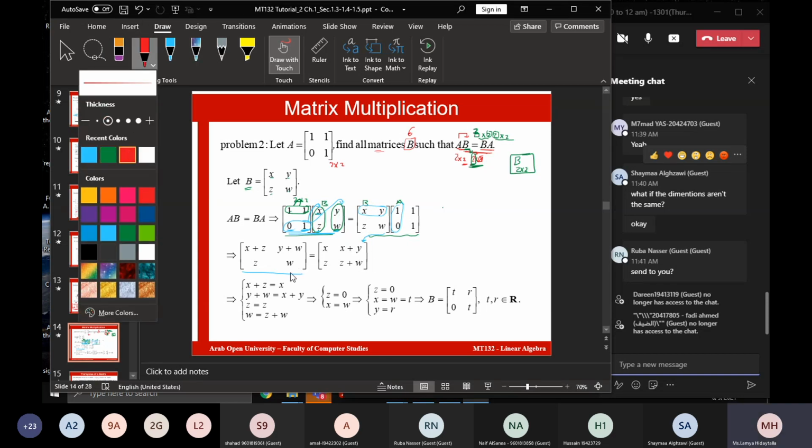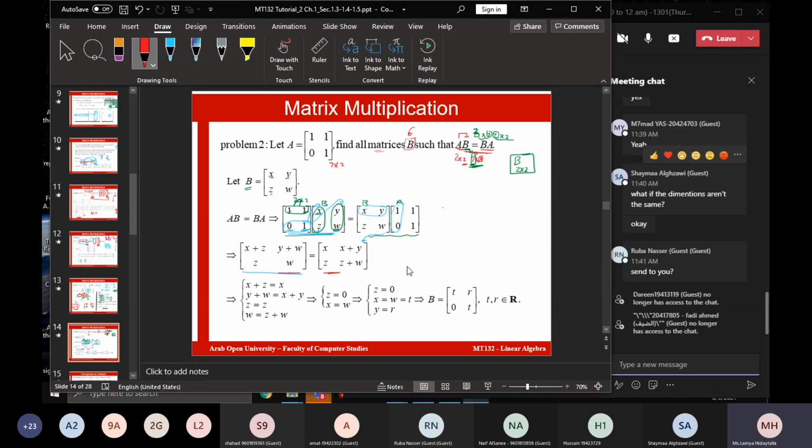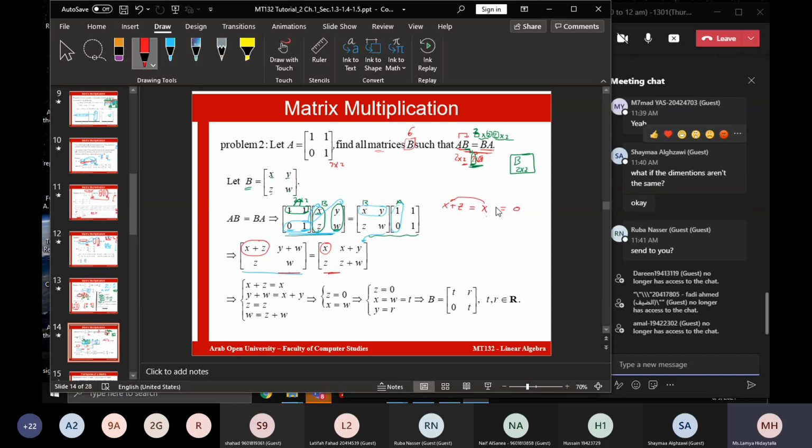Okay, from this equality, we get X plus Z should equal X. So X plus Z should equal X. For these to be equal, remove the X from both sides. So this is 0. This implies 0 is equal to Z. In other words, the value of Z is 0.